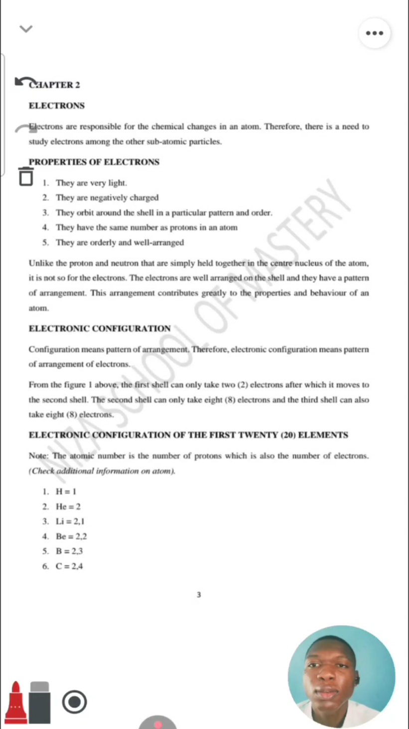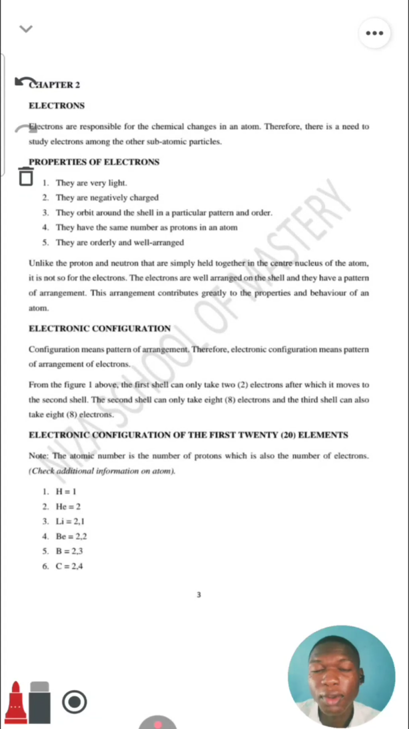Therefore, there is a need to study electrons among the other subatomic particles. Yeah, electrons are responsible for the chemical changes you see in an atom. So when you're talking about chemical changes, reactions, and all those things we talk about in chemistry, what is responsible for those things are electrons, not proton, not neutron. All right. So they're what we call chemical changes. They're what we call nuclear changes in an atom.